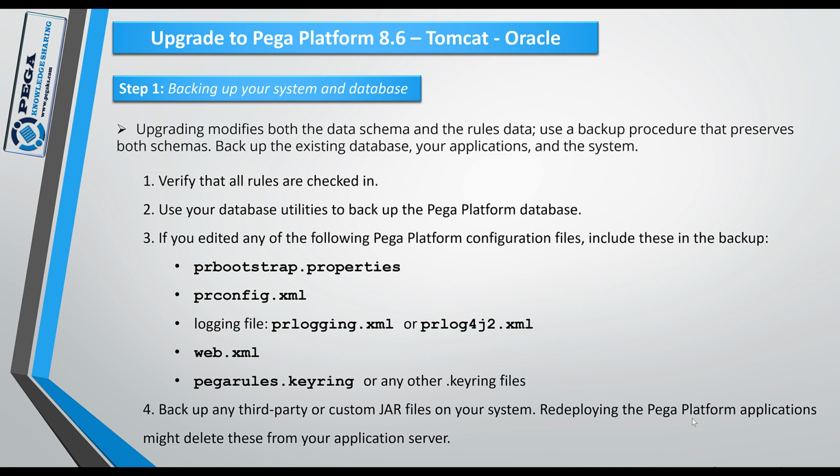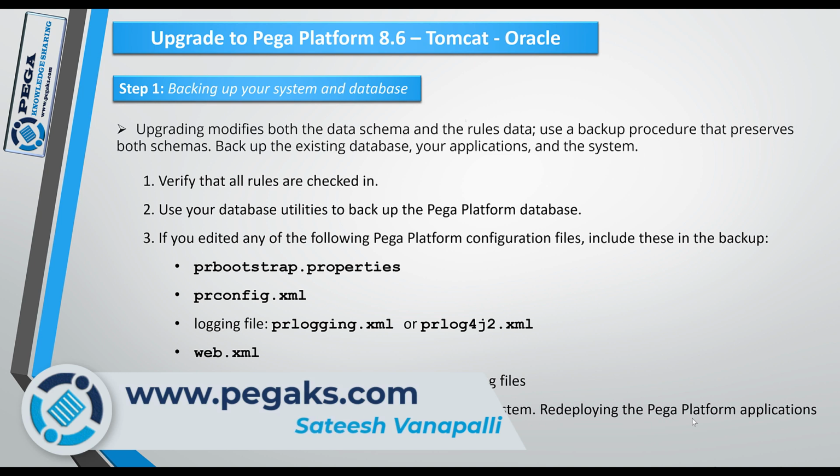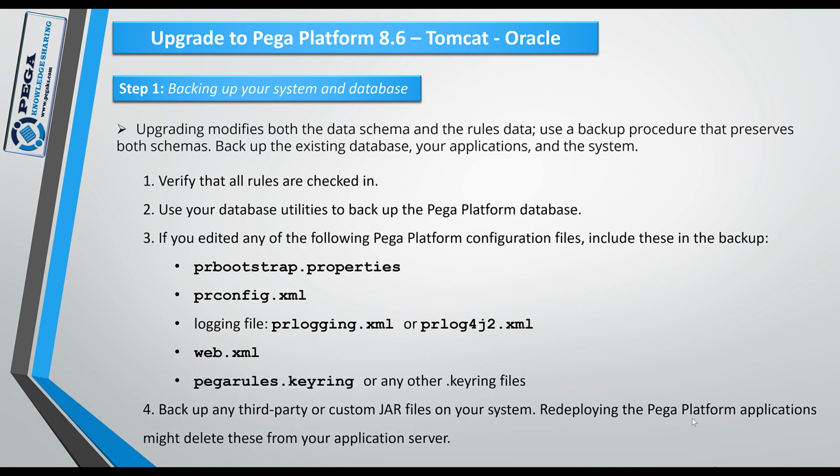Number 1. Verify that all rules are checked in. Number 2. Use your database utilities to back up the Pega platform database. Number 3. If you edited any of the following Pega platform configuration files, include these in the backup as well. Backup any third-party or custom jar files on your system. Redeploying the Pega platform applications might delete these from your application server.